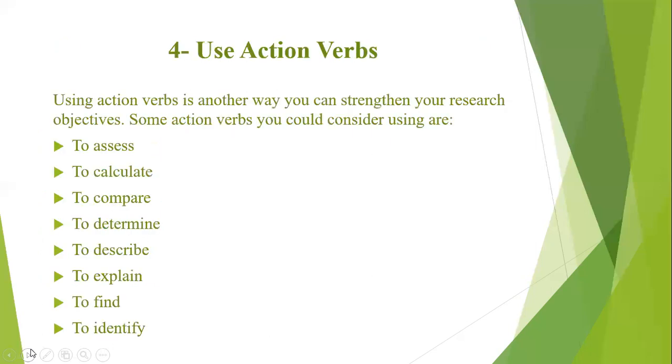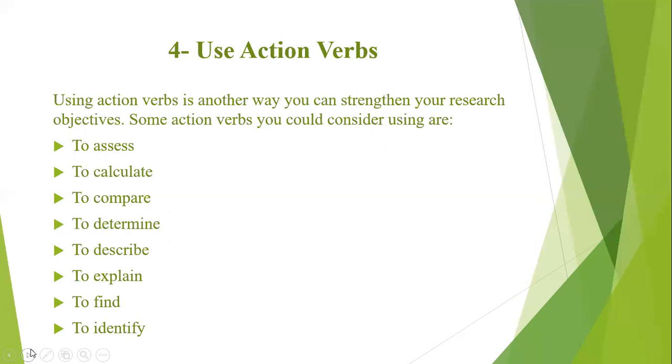The fourth point is use action verbs, right? So action verbs are the most important part of research. Students should write the objective in a simple sentence, like what is meant by this or what is determined. Students, you should use action verbs like to assess, to calculate, to compare, to determine, to describe, to explain, to find, to identify. So these are the action verbs you should use in your research objective.